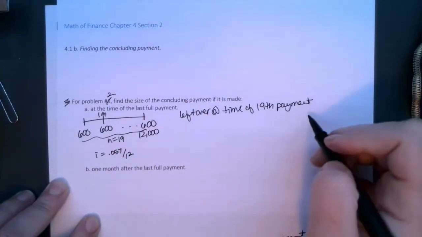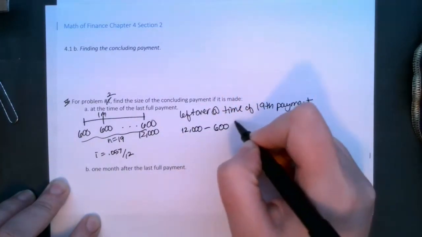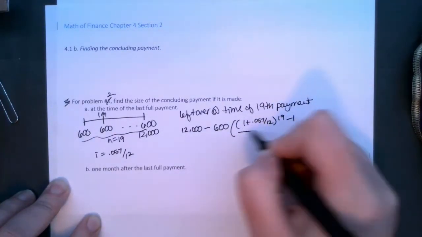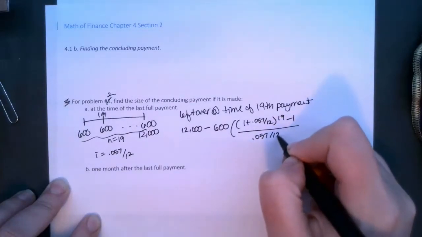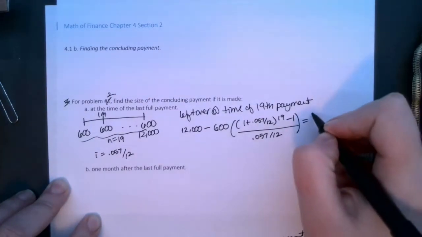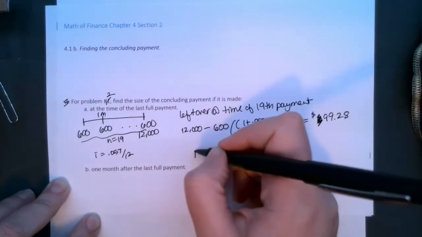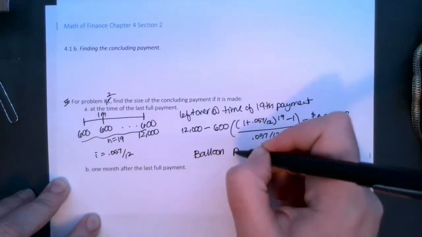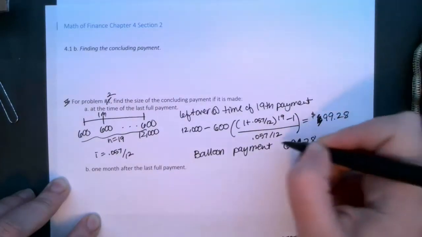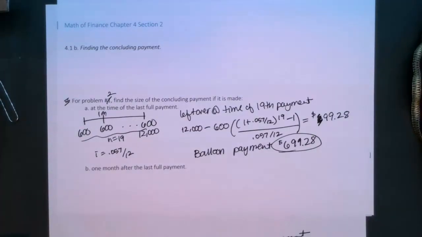So the leftover at the time of the 19th payment would be 12,000 minus 600 times 1 plus 0.057 over 12 to the 19 minus 1 over 0.057 over 12. And when we plug that in our calculator, $99.28, which would make your balloon payment $699.28. Sorry about that. Okay, so that would be your balloon payment. So that would be the 19th payment if we made it bigger.